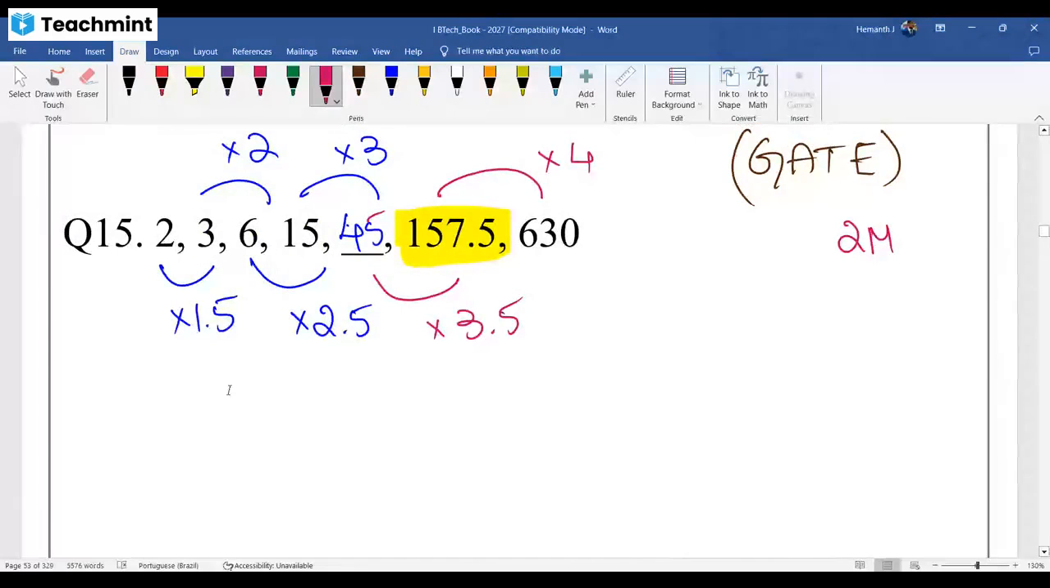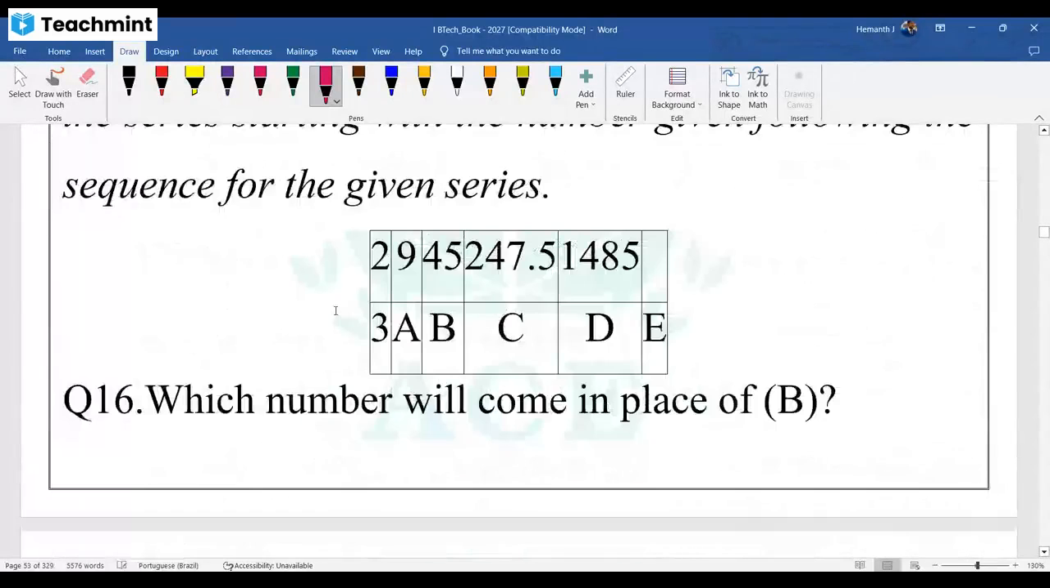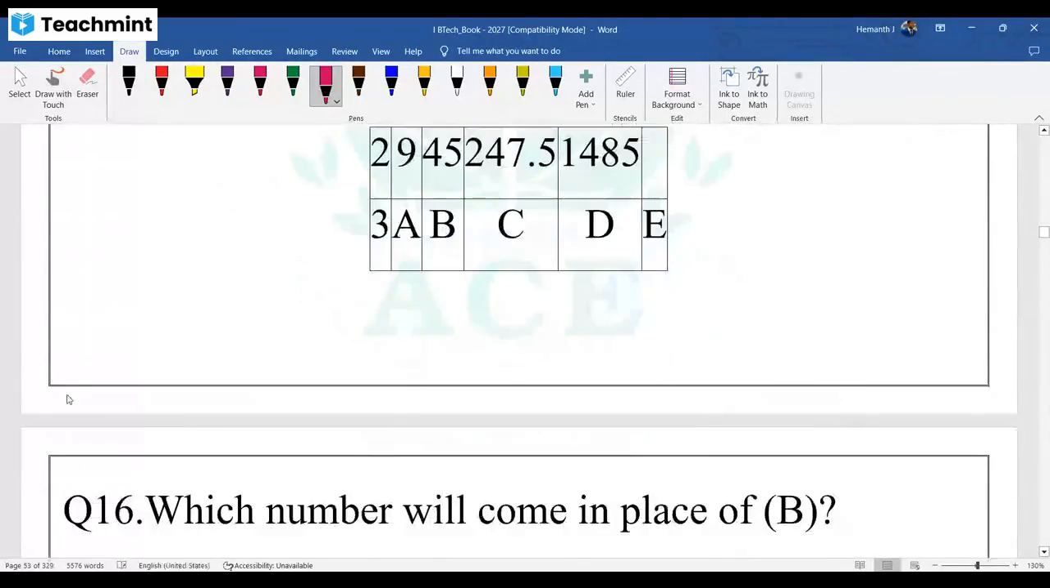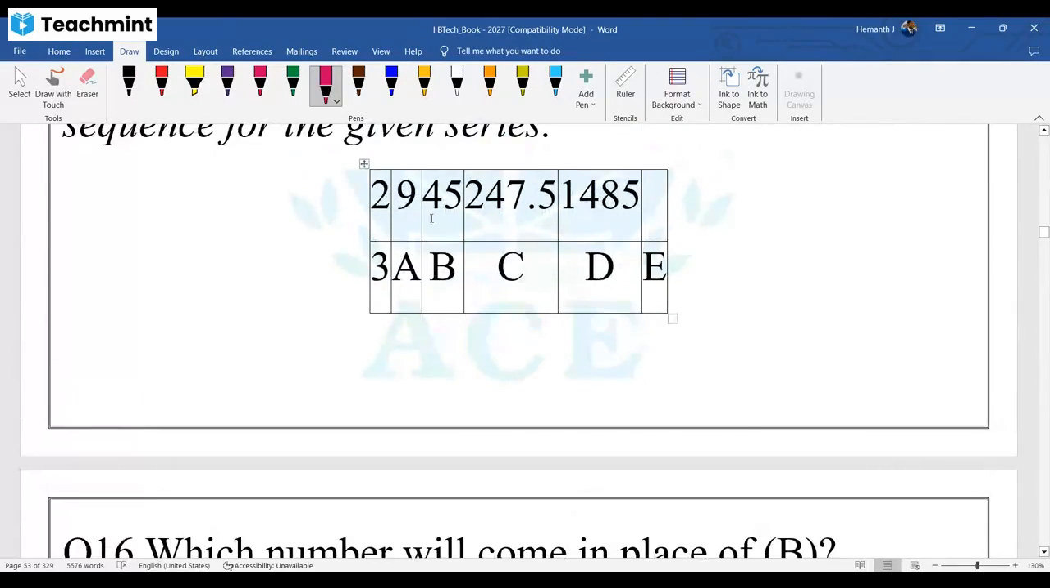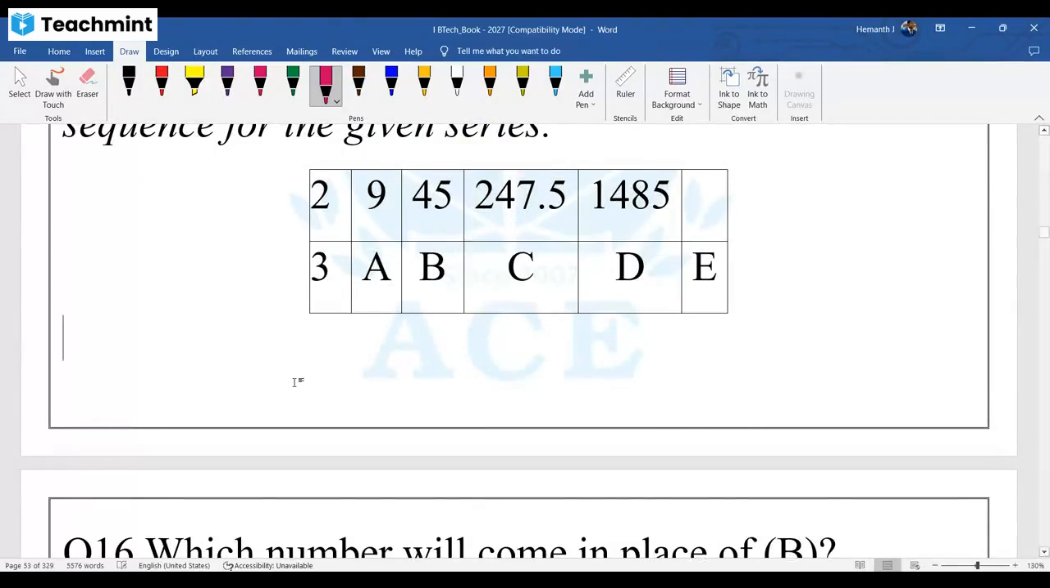Next one. The next 2 questions are also number series only, but the format of the question is a bit different. So what is this question? My dear friend, here, the first is a completed series starting with 2. Both have the same logic.